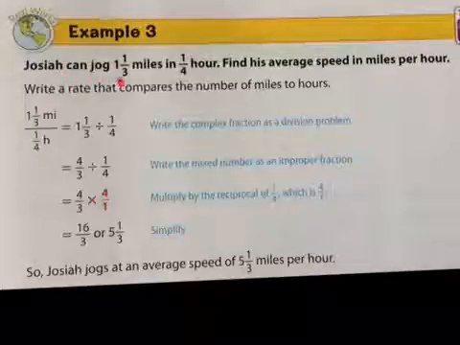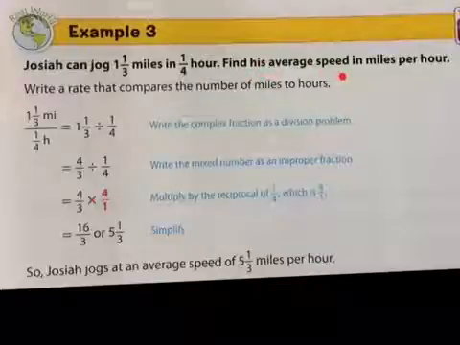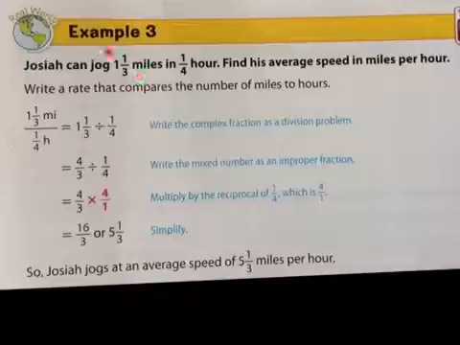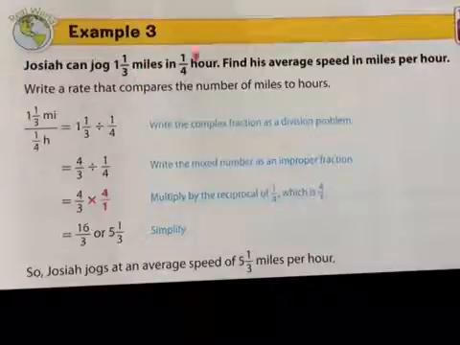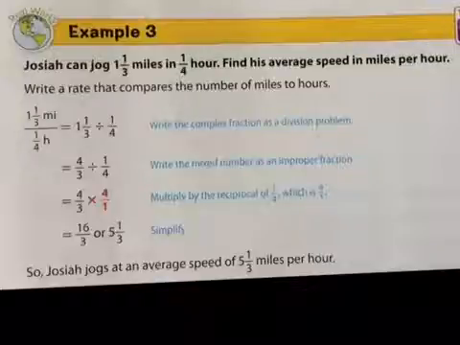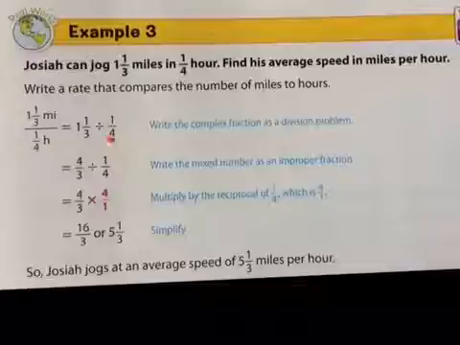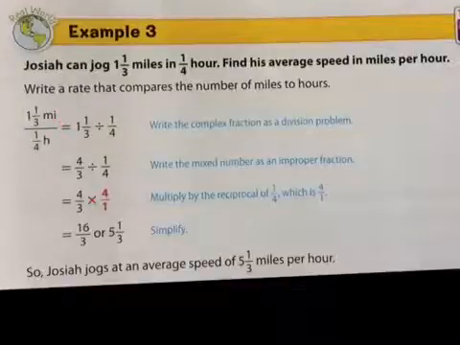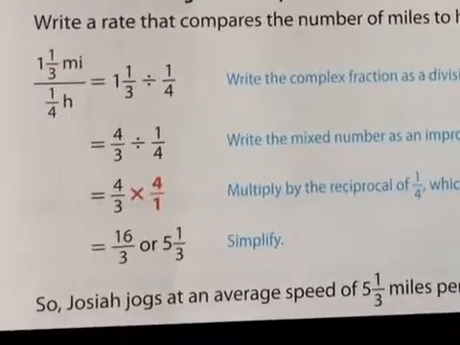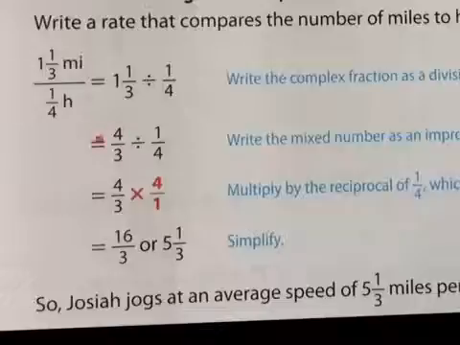Josiah can jog 1 1/3 miles in a quarter of an hour. Find his average speed in miles per hour. So what we're going to do is we're going to take our number of miles and divide it by the hour so that we can find the miles per hour. And you can see here that it's written as a complex fraction, then as a division, and then we convert the mixed number into an improper fraction.